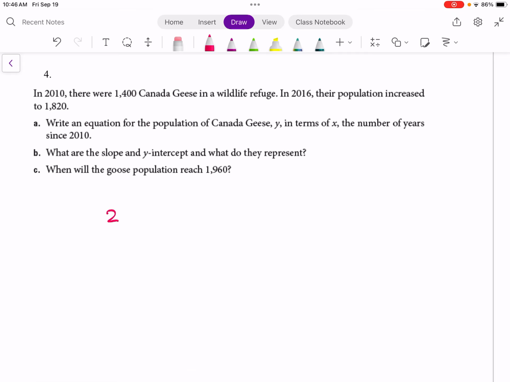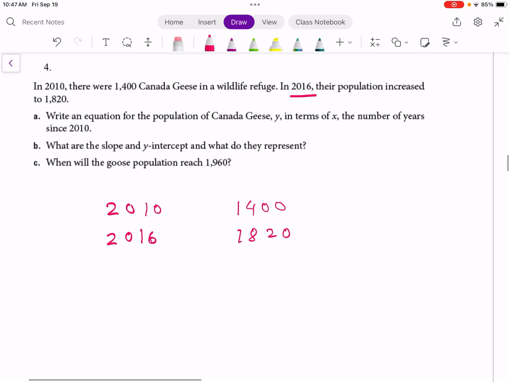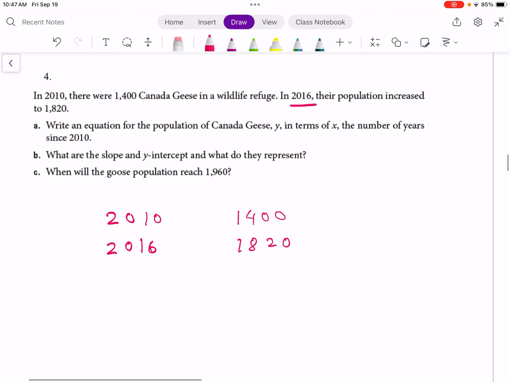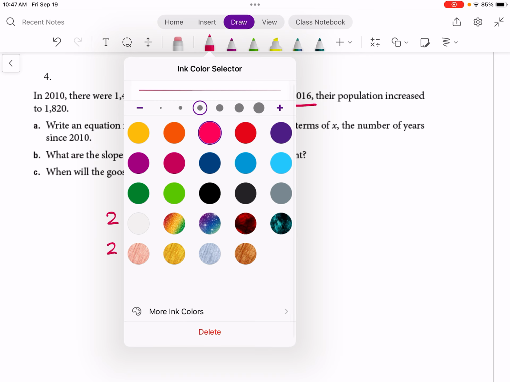So in 2010, the number of geese we have is 1,400. In 2016, their population increased to 1,820. So in 2016, the number increased to 1,820. This is given to us. Write an equation of the population of Canada geese. So we have to write an equation of the population of Canada geese.